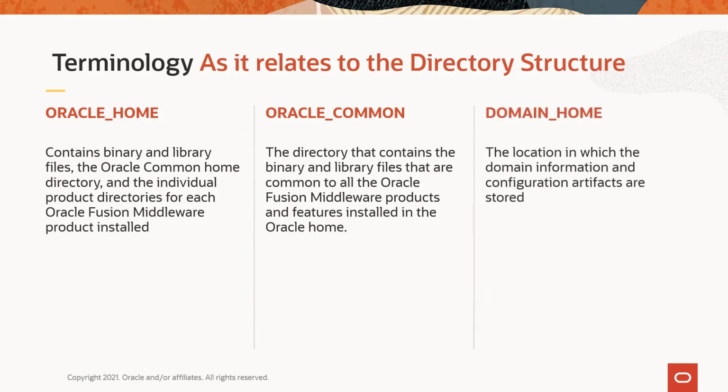The domain_home is the location in which the domain information and configuration artifacts are stored. Another term used when dealing with the directory structure that I did not show in this slide is the application home, as it is really not used much when dealing with the OAM product. It is a directory where the application related to the domain's configuration will be used. It is the location in which your application data is stored.